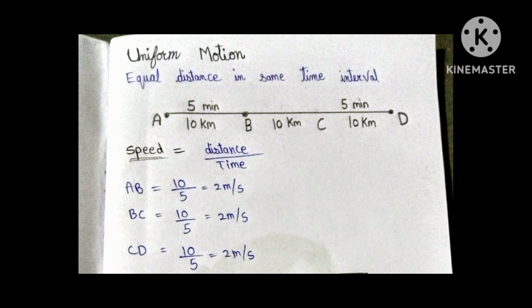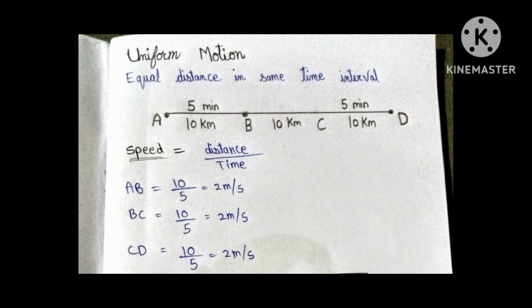Uniform motion. What is uniform motion? It means equal distance, same time. A body travels from position A to position B. Distance is 10 km, which is completed in 5 minutes. Then position B to position C, 10 km. At last, position C to position D, 10 km. Here we can see that distances are equal and also the time is the same, 5 minutes each. Distances are 10 km, 10 km, 10 km.